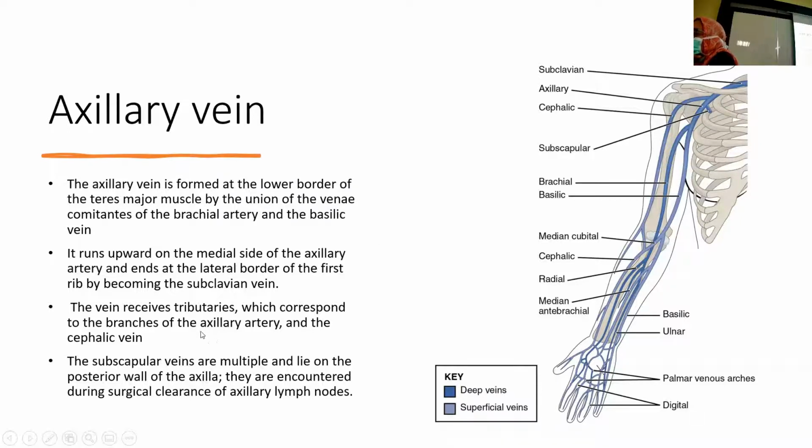So in terms of operative significance, your subscapular vein, which is this one, is quite multiple and lies in the posterior wall of the axilla, and usually they're encountered during the surgical clearance of axillary lymph nodes. Any questions before I pass on the presentation to Rema?